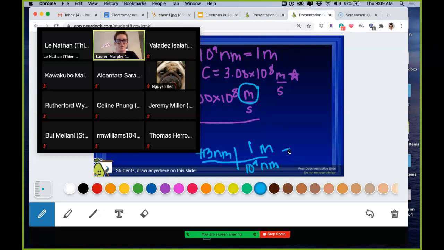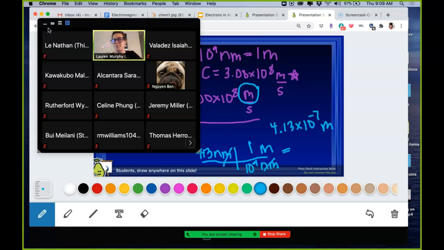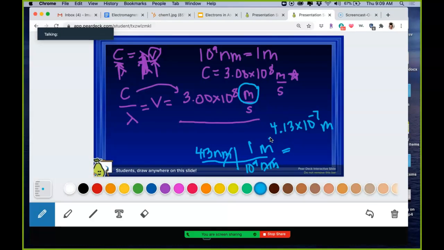So for this answer, I'm going to write it in scientific notation. In your calculator, it should be 4.13 times 10 to the negative 7th meters. Remember, nanometers cancel. If you did not get this power of 10 right, it is because you're using your calculator incorrectly.